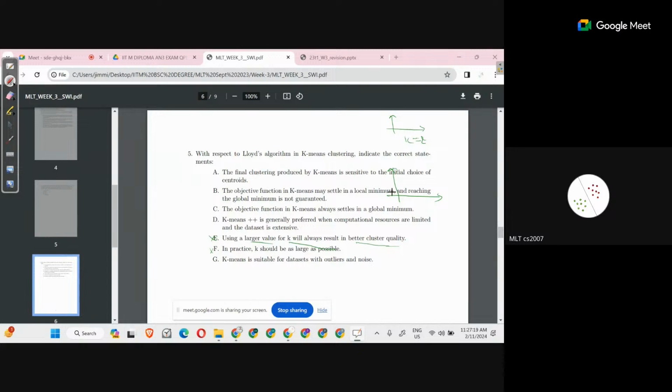Ultimately, if you see the statements, the logic which you apply to check whether statements E and F are correct or not is the same. We should always go for an optimum k value. This is the logic behind these two.